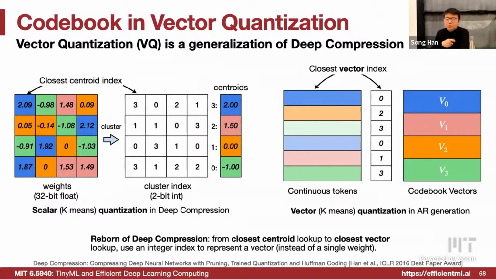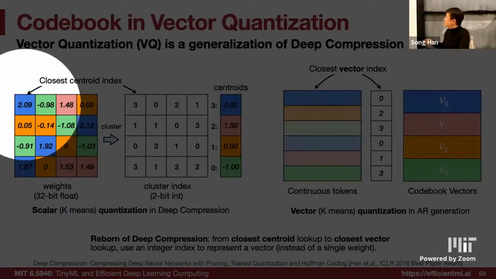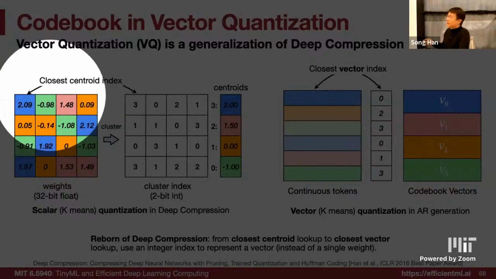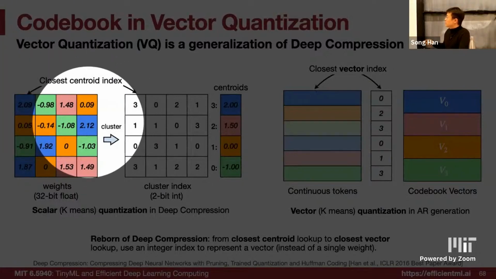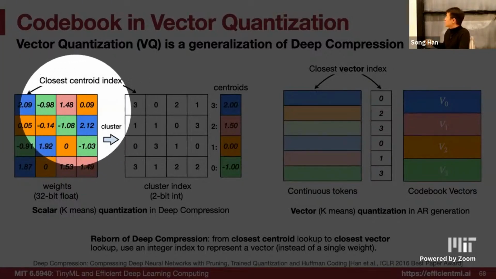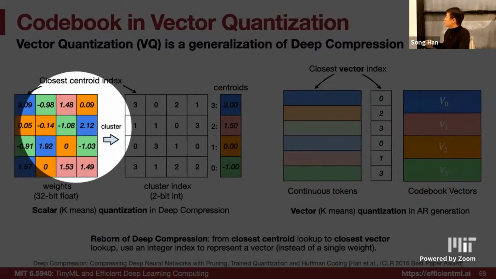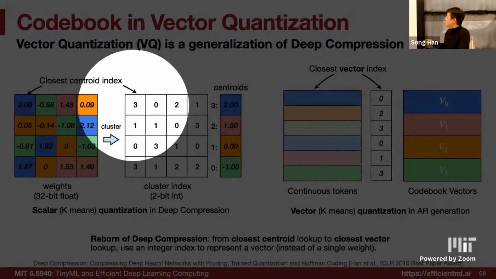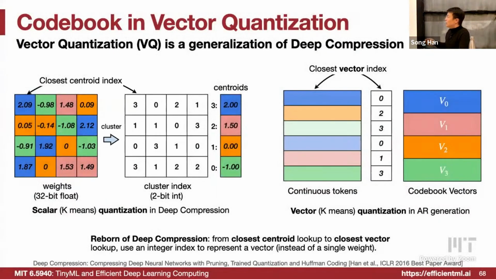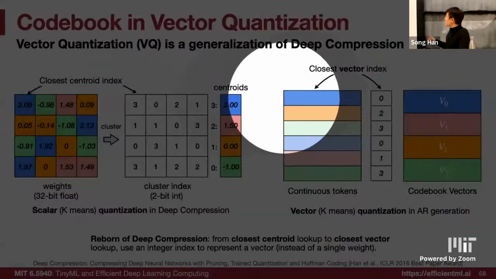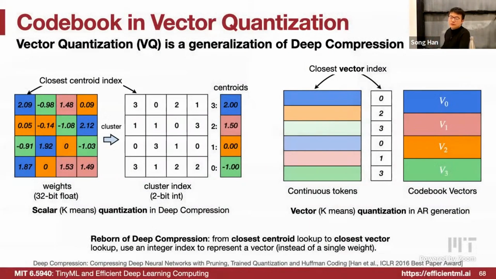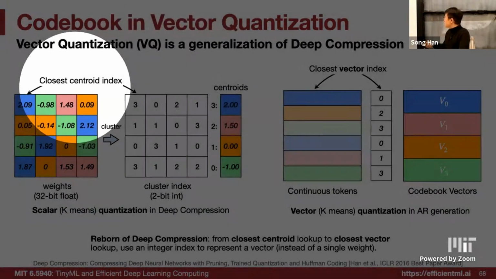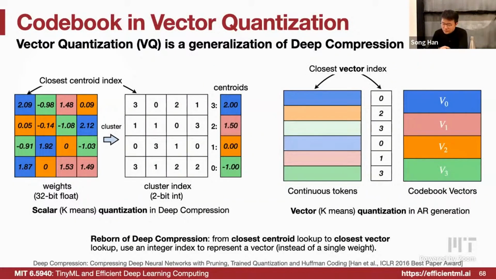This is highly related to the codebook that we talked about during the quantization lecture. The difference is that previously we were quantizing individual weights or activations, so this is a scalar quantization. Like these three values all fall into this centroid, and we just store the centroid index. Now we are not quantizing individual weights, but a vector of pixels. That's why we call it vector quantization, compared with the scalar quantization here.